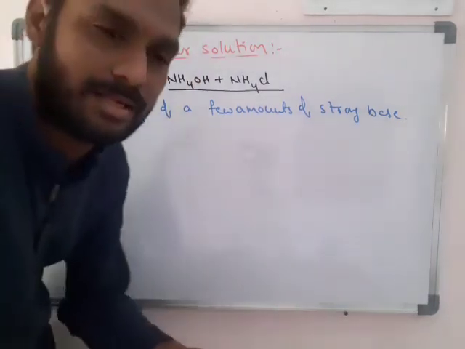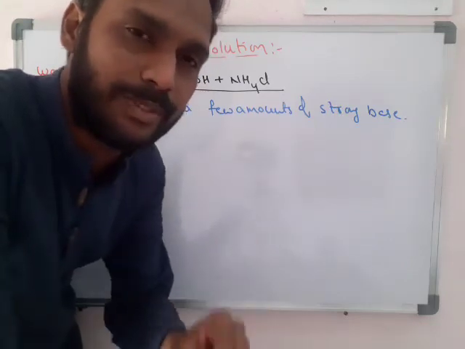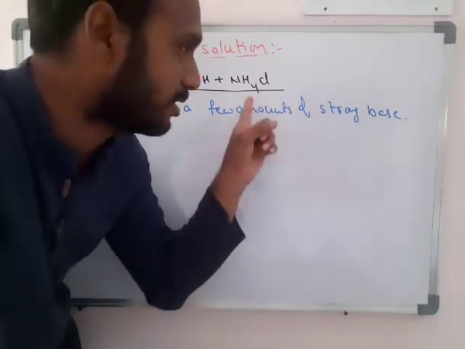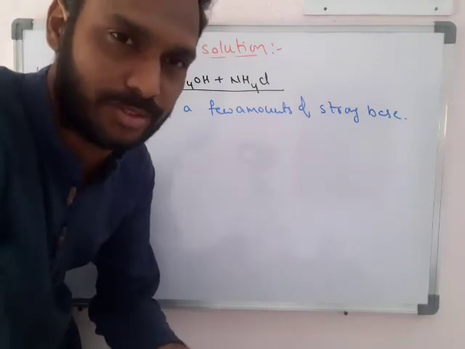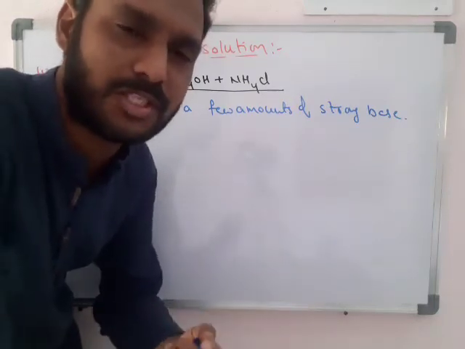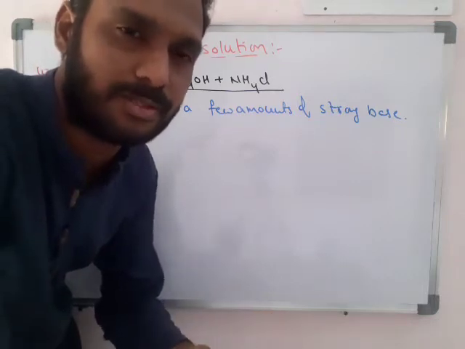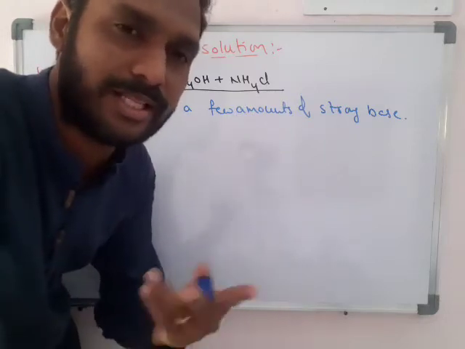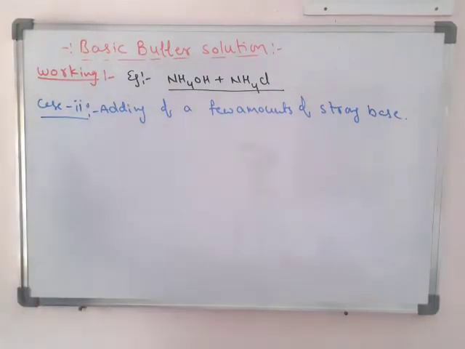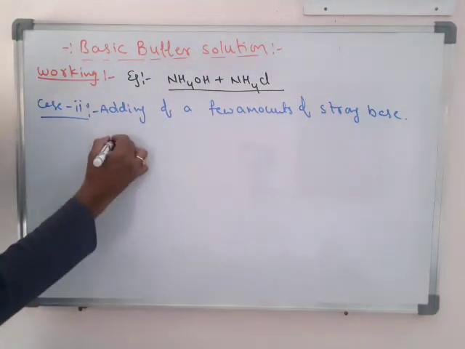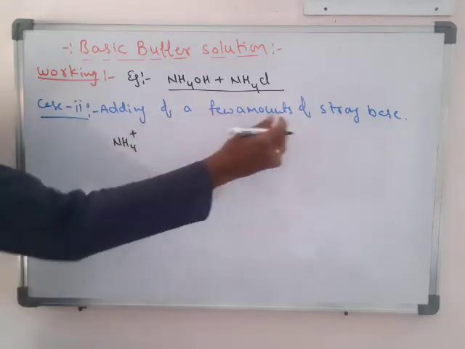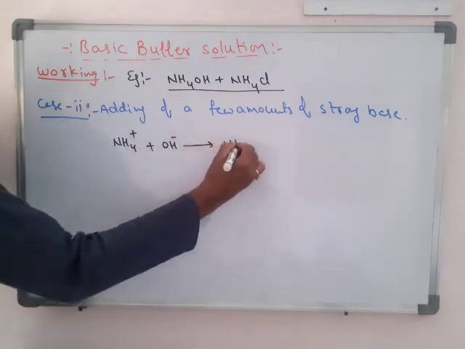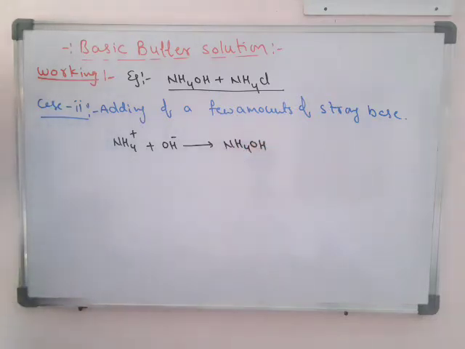whatever OH minus ions are released by the strong base are combined with the NH4 plus of this salt and become NH4OH. Means the same type of base is formed, a base of the same strength, so there is no increase in the OH minus ion concentration and there is no change in the pH. Means here we can write the step: the OH minus ions released by the strong base are combined with the NH4 plus and form the same strength base, that is NH4OH.